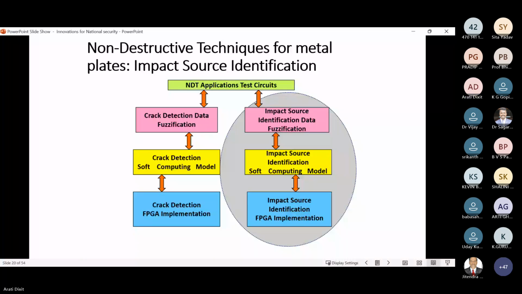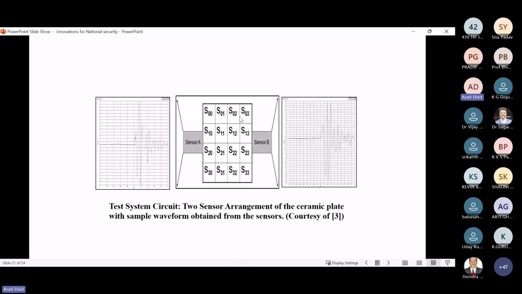Yeah. So for experimentation, what was done was a two sensor arrangement on ceramic plates, and we had hammers of different metallic bodies that can impact the ceramic plate. The ceramic plate can be considered as a tank body here, for example, and the hammers are possible objects that can hit the ceramic plate, that is a tank. And sensors A and B were used to grab the information about this impact of the hit on the ceramic plate here.